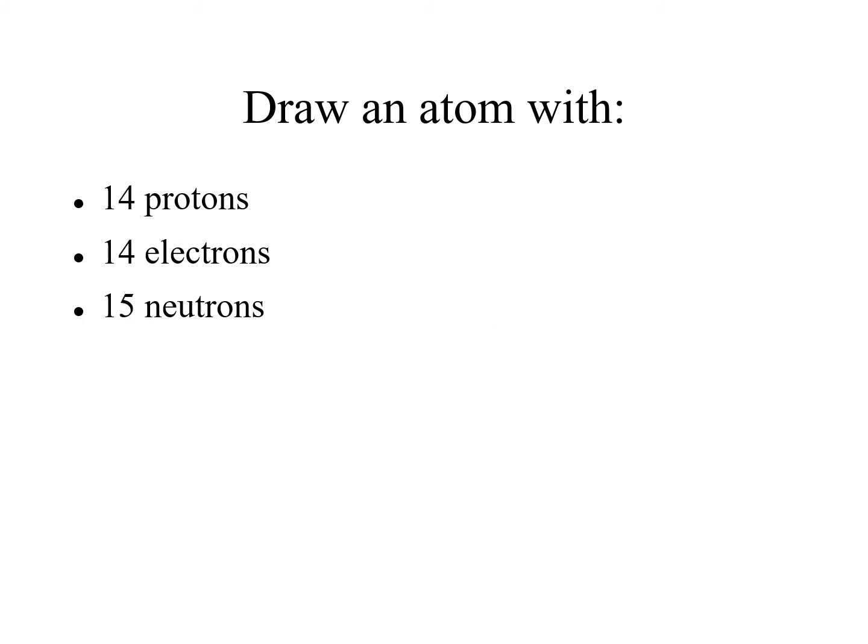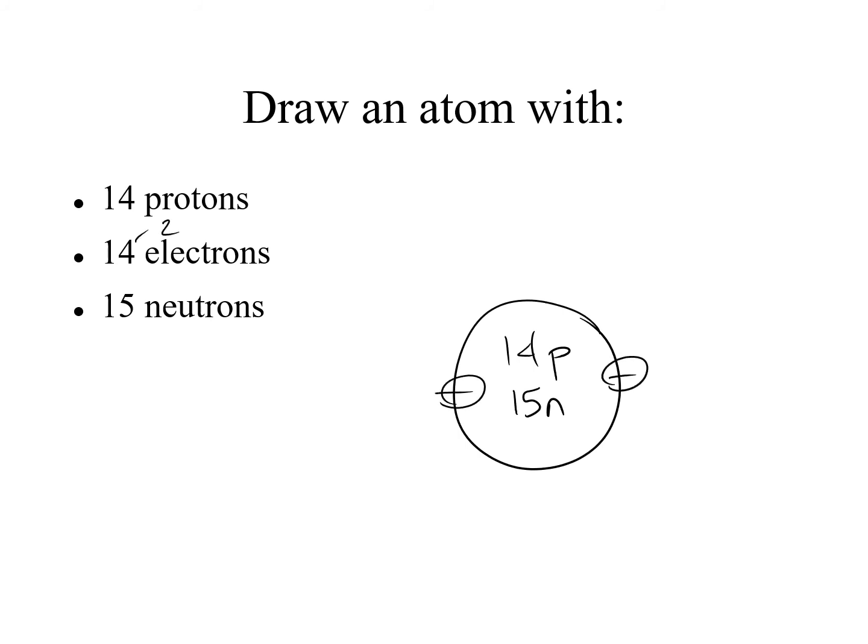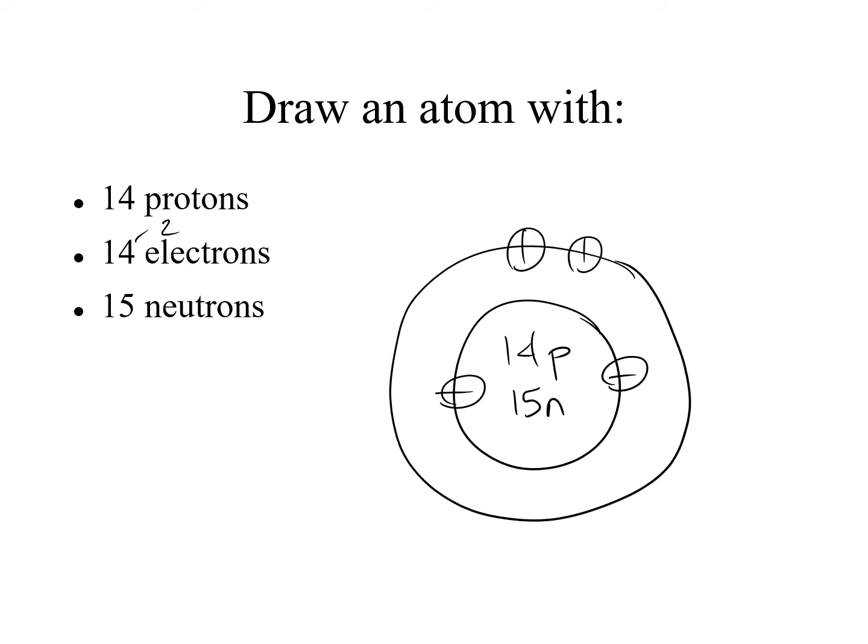All right, one last one for you to try. 14 protons, 14 electrons, and 15 neutrons. Let me give you a moment to draw that one out. All right, in the nucleus, we're going to place our protons and neutrons. In our first orbital, we're going to place 2 electrons. That's 2 of the 14 we've taken care of. Well, we've got more to place, so let's put 8 here on the next orbital. All right, so now I've taken care of 10 total.